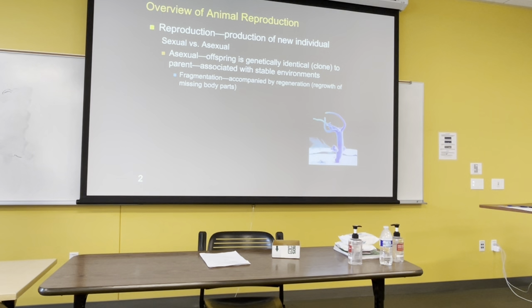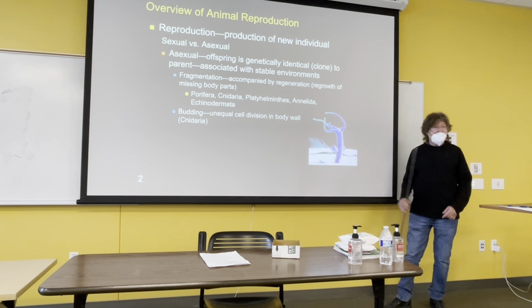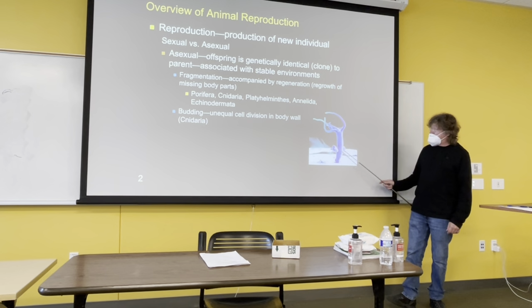Budding is where you have unequal mitosis on one side of the body, and so it grows and grows and eventually breaks off and is a baby individual. This is very frequent with hydras. In fact, this is a picture of a hydra, and this is a growing bud that will eventually break off and become another hydra. This is asexual. The new hydra is genetically identical to the hydra from which it came.